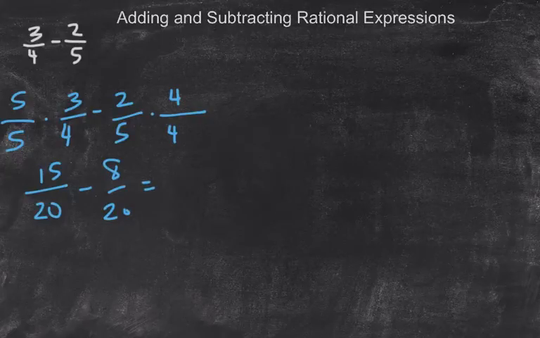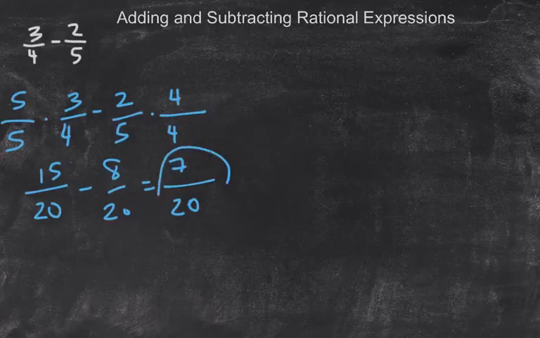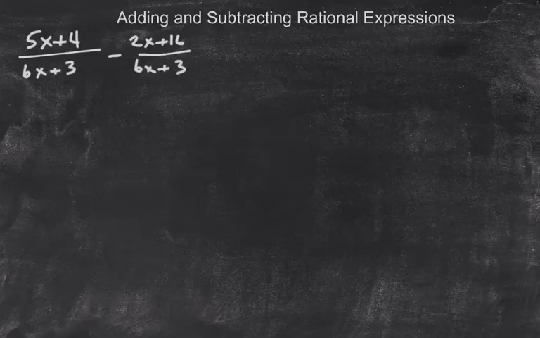Okay, and now I know that the size of my pieces are 20ths, and if I'm starting with 15 and taking away 8, I will have 7/20 left over. So when we extend this to rational expressions, we'll have to be a little bit more careful with the subtraction, and I'll show you why in a minute.